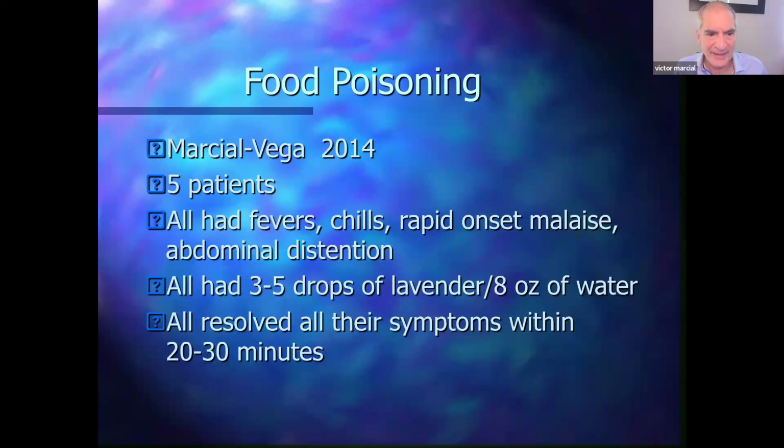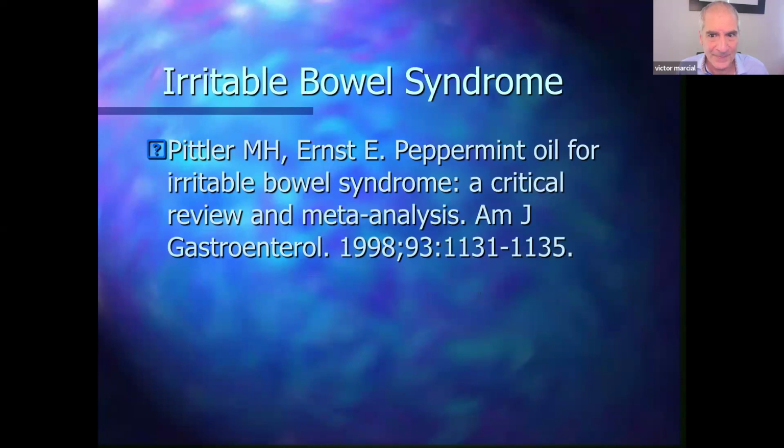In 5 patients that had these symptoms, we put 3 to 5 drops of lavender in 8 ounces of water to sip it and also apply them on the abdomen. And all of them resolved all their symptoms of acute food poisoning within 20 to 30 minutes. It's very hard to do a randomized study in this because when you have food poisoning, there's no time to get into a study. It's either a doctor's visit or emergency room visit. So we have to manage this quickly. But this is very suggestive that this is a very useful tool for this particular situation.